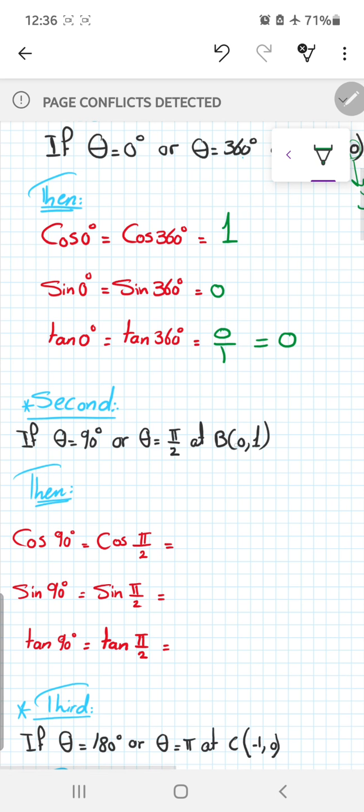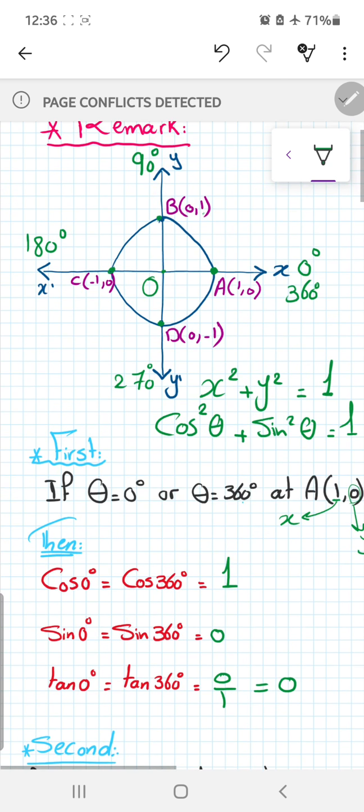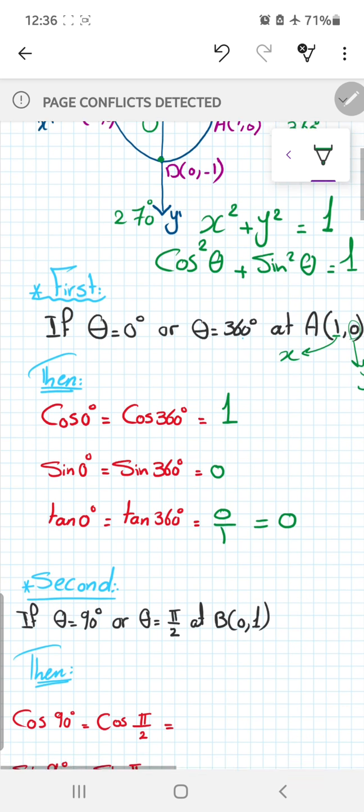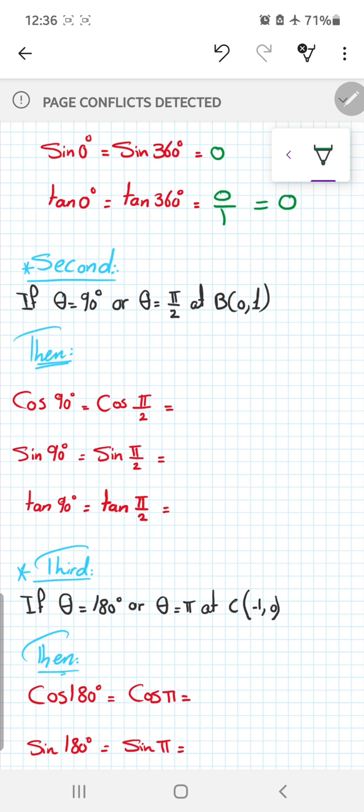Second, at the point 0, 1, the angle will be 90 degree or pi divided by 2 in the radian measure. Also here, as we said x equals cosine, so cosine 90 degree or cosine pi divided by 2 equals 0, and sine 90 degree equals 1. Tan 90 degree equals y over x, which is 1 over 0, which is undefined.